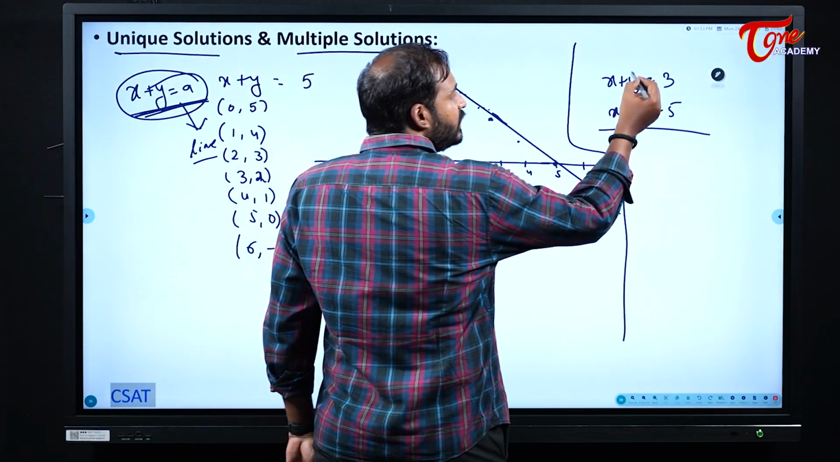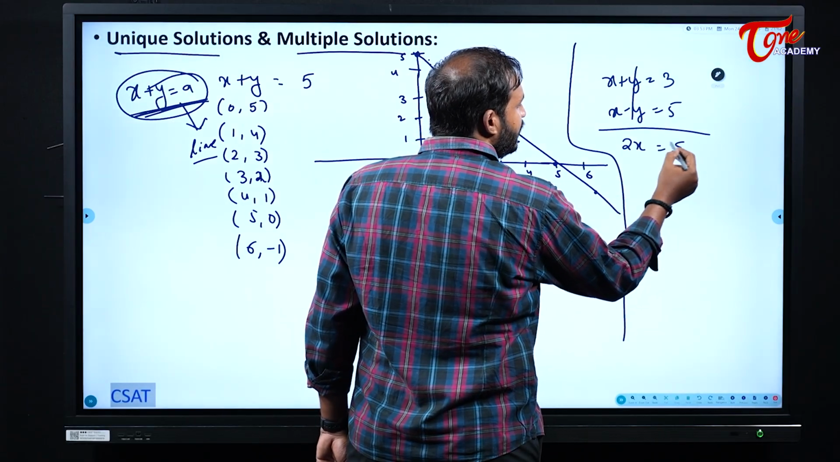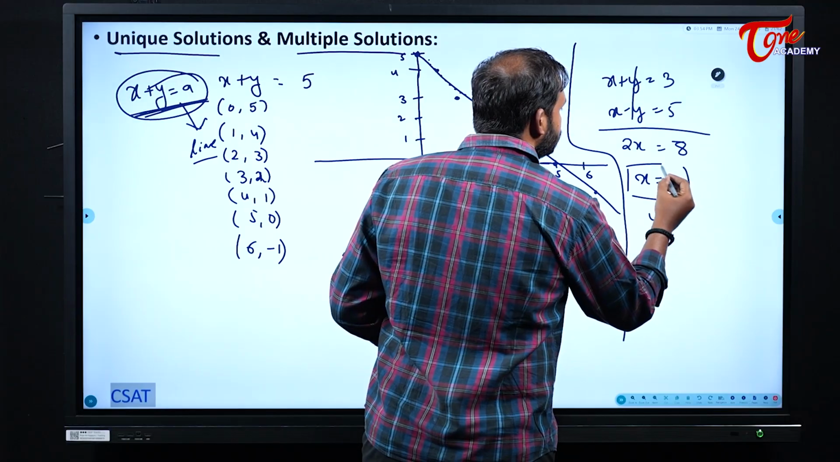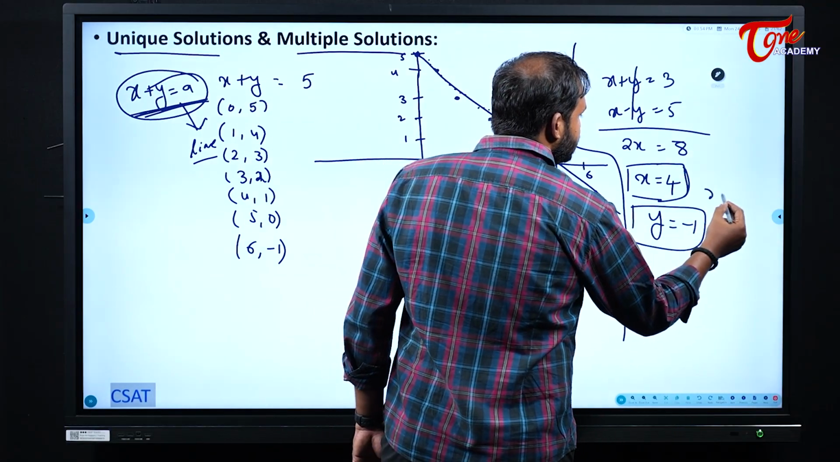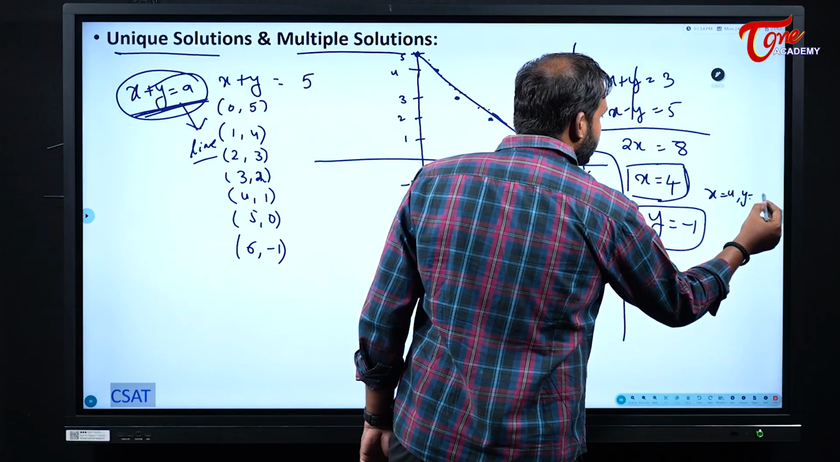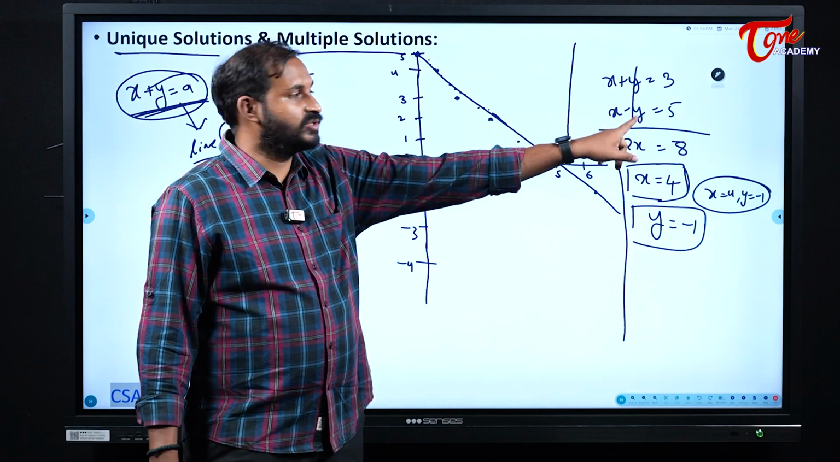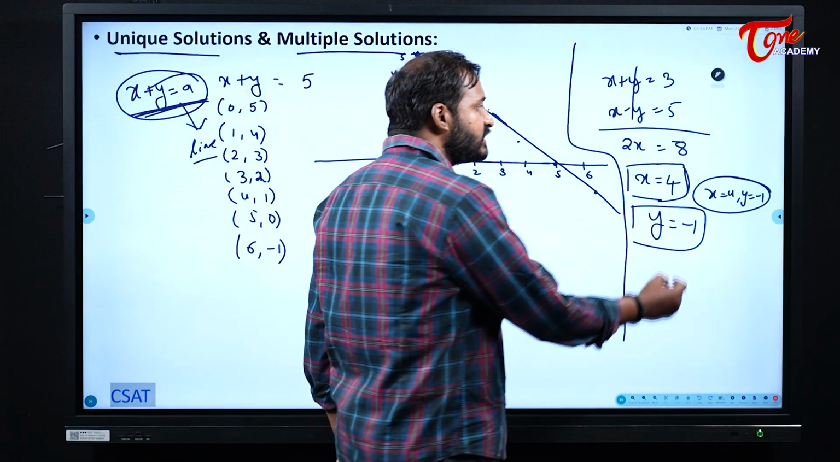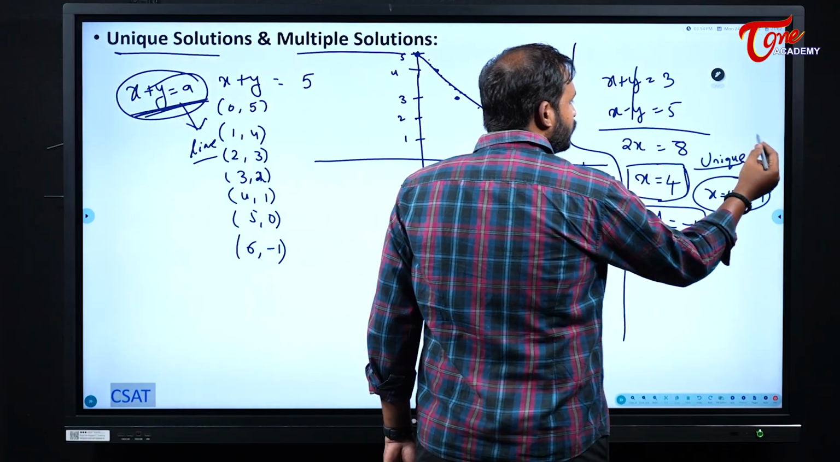Please observe here, when I add these two equations, these two will get cancelled, 2x will become what for me here? 8. X value is 4 here. So what about y? Y value becomes minus 1. That means x is equal to 4 and y is equal to minus 1. This is the only value which satisfies these two equations. So this type of solution we call a unique solution.